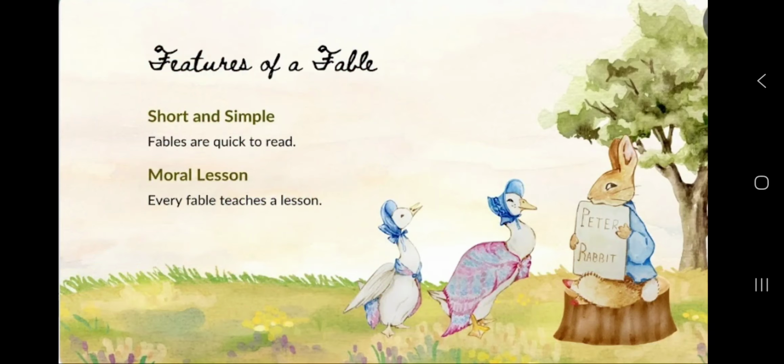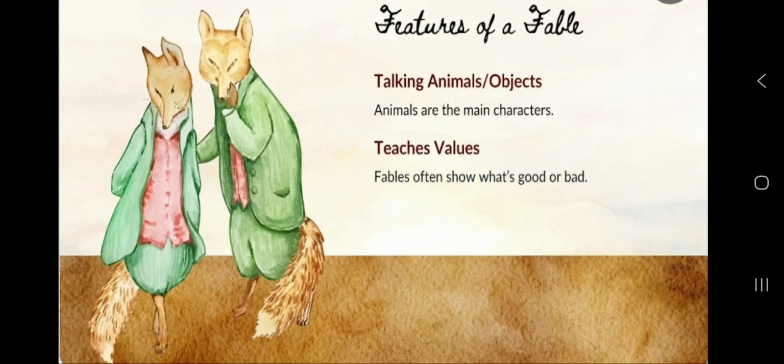Features of a fable: they are short and simple, so they are very quick to read and easy to understand, as well as they are fun. In a fun way, they tell you a story. And as I mentioned earlier, each fable teaches you a lesson. They have talking animals or objects, and they are the main characters. So it's, of course, a fiction thing where animals talk and they interact with each other, and that's how the story unfolds. And it teaches us values. Fables often show what's good or bad, and they are like teaching you a life lesson, but in a very subtle and fun way.